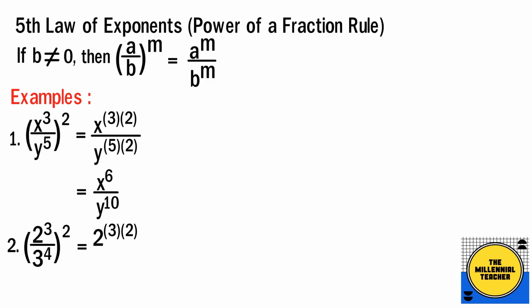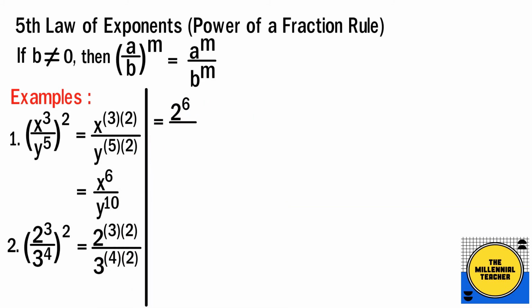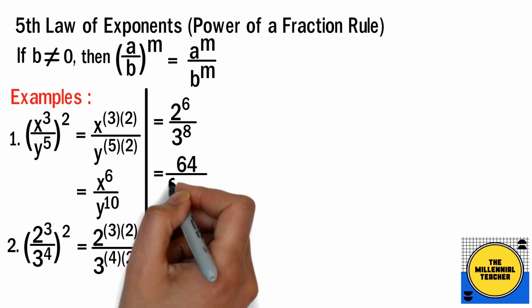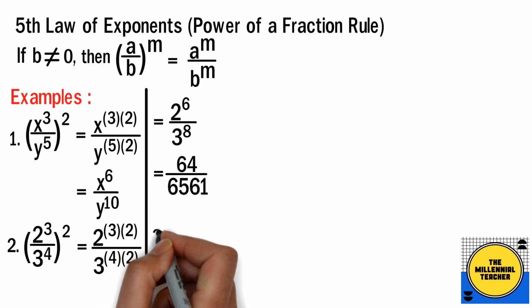Next ay copy the base of the denominator, which is 3. Then multiply natin ang exponent ng 3 sa exponent na nasa labas. Kaya magiging 4 times 2. Kaya ang magiging resulta, student, ay 2 raised to 6 over 3 raised to 8. Pero maaari pa natin itong masimplify. Kaya ang final answer, student, ay 64 over 6,561.